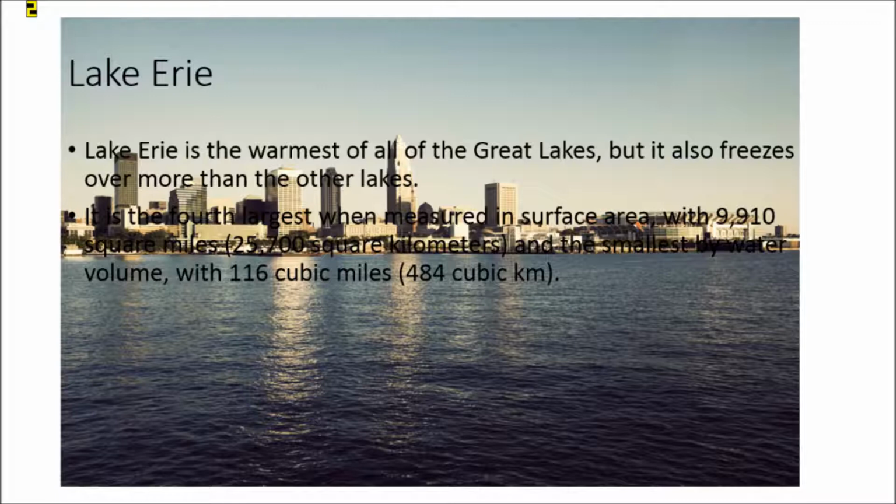Next, we have Lake Erie. Lake Erie is the warmest of all the Great Lakes, but it also freezes more over than the other lakes. Lake Erie is the fourth largest when measured in surface area, with 9,910 square miles.